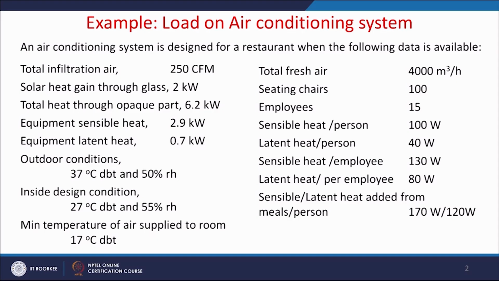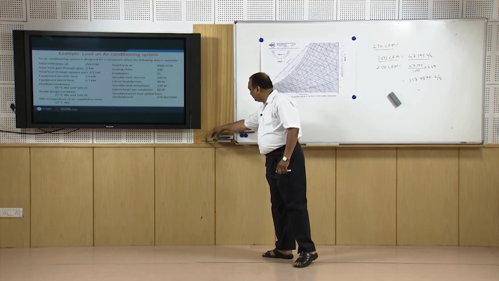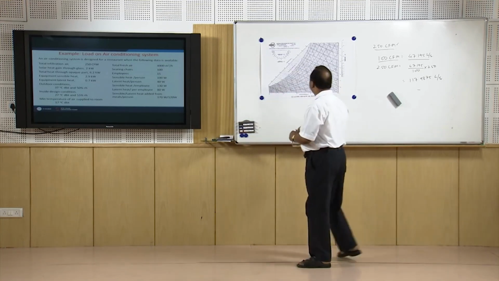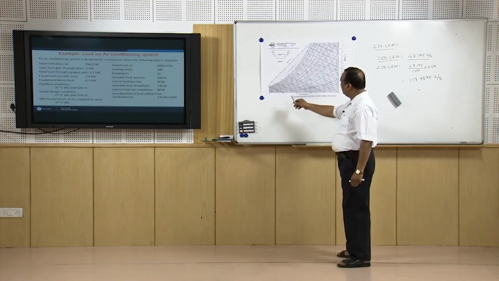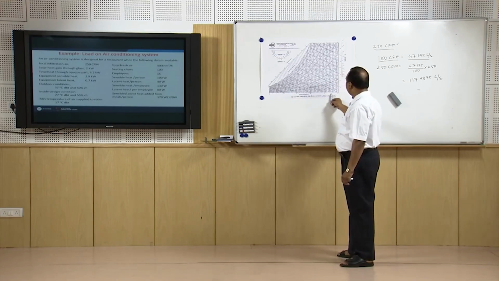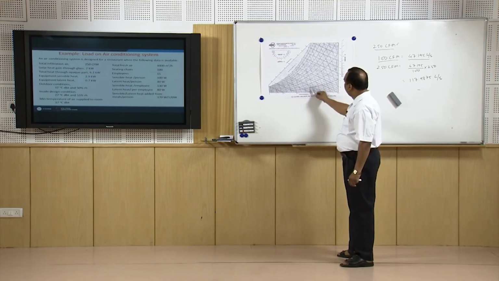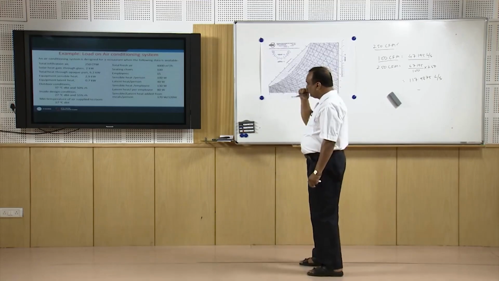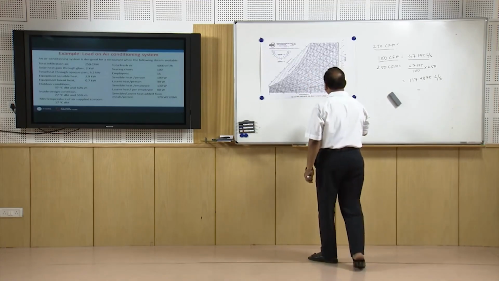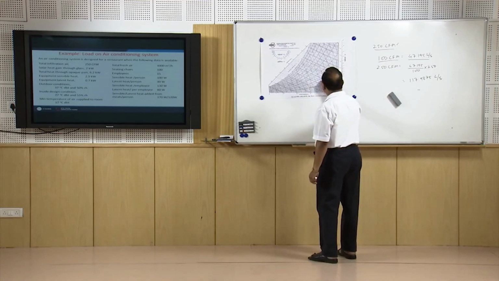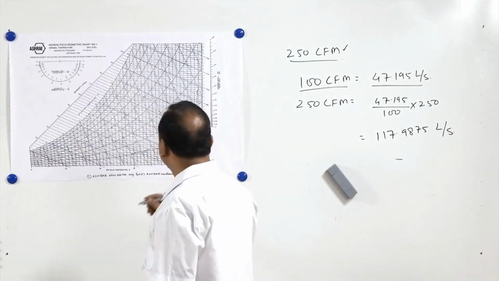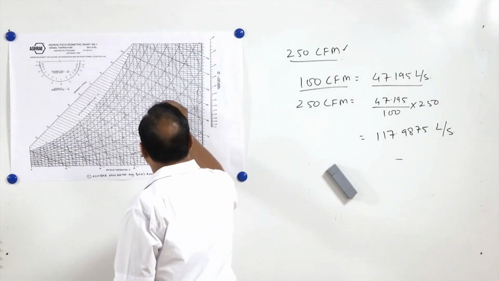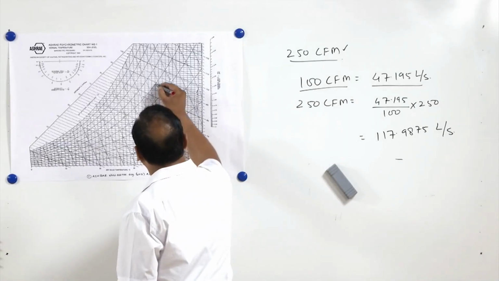Outdoor conditions are 37 degrees centigrade and 50% relative humidity. So we will locate the outdoor condition on the psychrometric chart. On this axis there is the dry bulb temperature and these curved lines are relative humidity lines. So dry bulb temperature is 37 degrees centigrade and relative humidity is 50%. So 37 degrees centigrade and 50%.